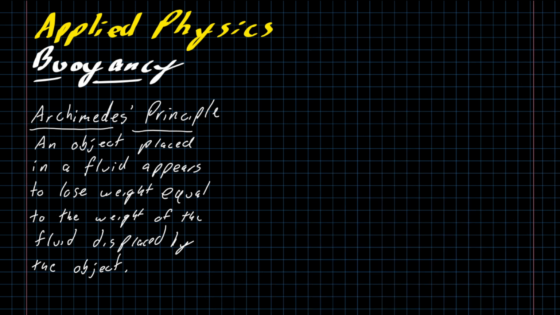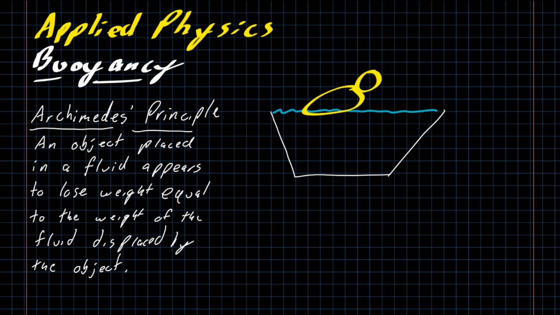Or, looking at it from another direction, let's say that we have a container that is filled to the brim with water. And then let's place our rubber duck in the water. I don't have orange, but let's give him a red beak. When you place the rubber duck in water, it's going to cause some of the water to overflow.